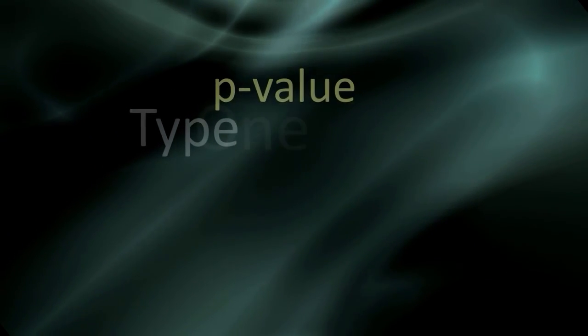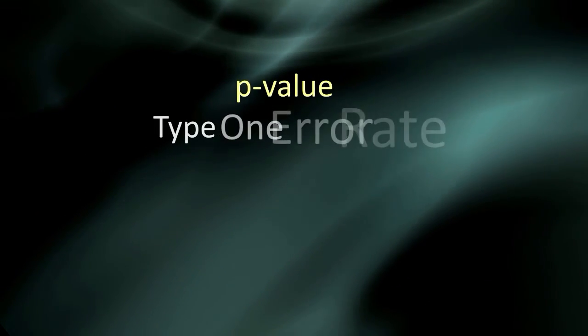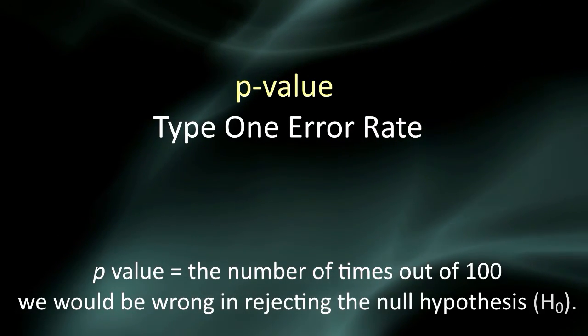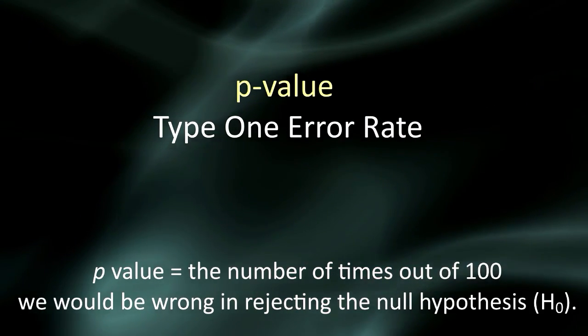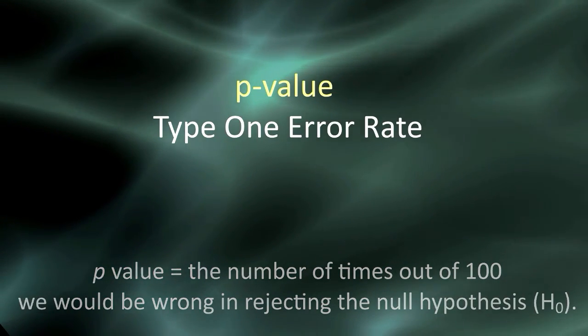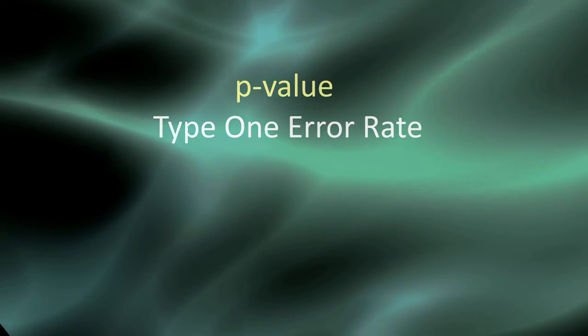So finding a p-value less than or equal to 0.05 means that the finding is statistically significant, and we can reject the null hypothesis and accept the alternate hypothesis. This p-value is also known as the type 1 error rate, since it denotes the number of times we would be wrong to reject the null hypothesis when it was true. Rejecting the null hypothesis when it's true is also called a type 1 error.